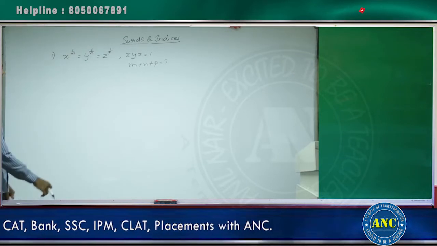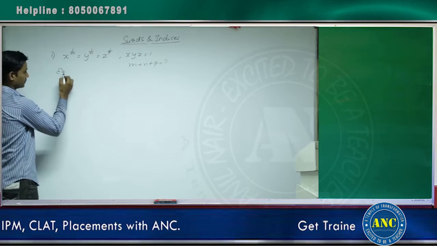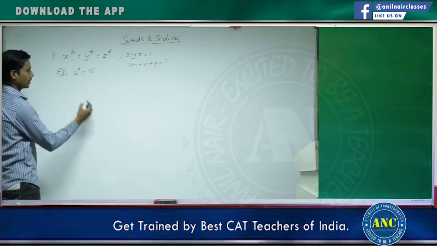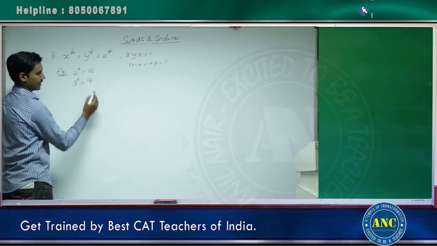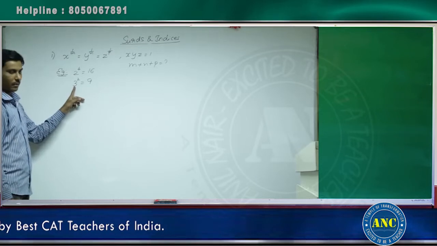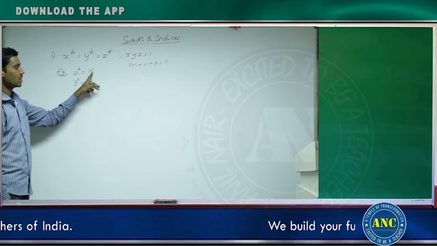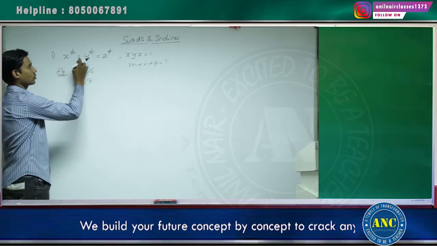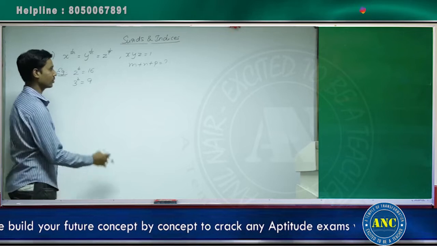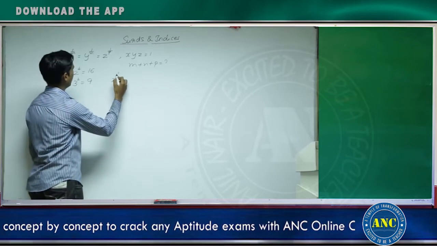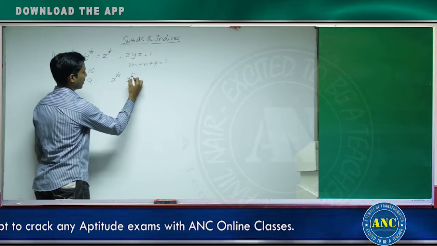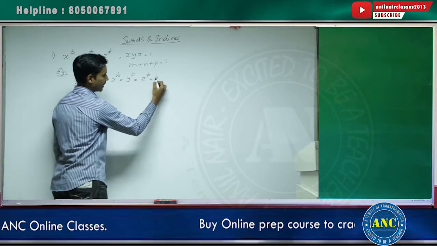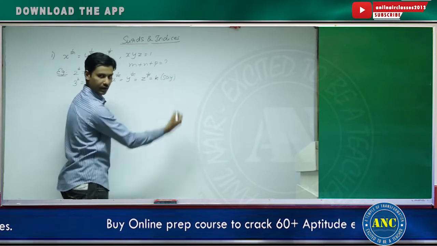Now see here. You take any example. Suppose 2 power 4, it is 16. Suppose 3 power 2, it is 9. That means any base raised to some other power will always give me some constant. But the question says all those constants are equal. So x power 1 by m, y power 1 by n, z power 1 by p, all these constants are equal, and I will call that constant k.